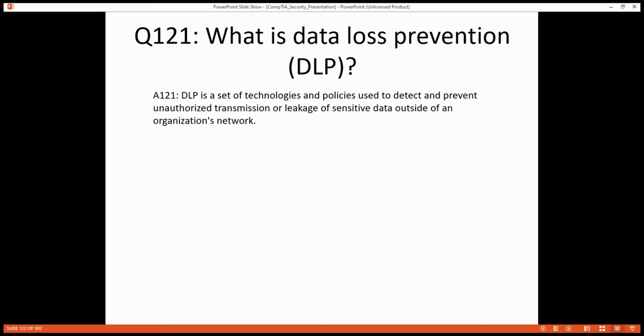Q121. What is data loss prevention, DLP? A121. DLP is a set of technologies and policies used to detect and prevent unauthorized transmission or leakage of sensitive data outside of an organization's network.